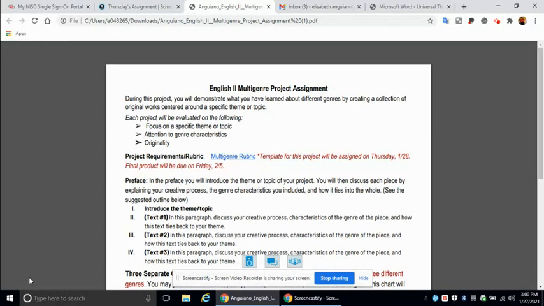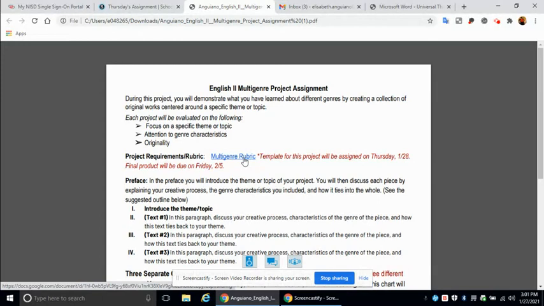During this project, you will demonstrate what you've learned about different genres by creating a collection of original works centered around a specific theme or topic. Each project will be evaluated on the following: focus on a specific theme or topic, attention to genre characteristics, and originality. Your project requirements and your rubric are located here, and you will see in red and italicized that the project is assigned today, and the final product will be due on Friday, February 5th.